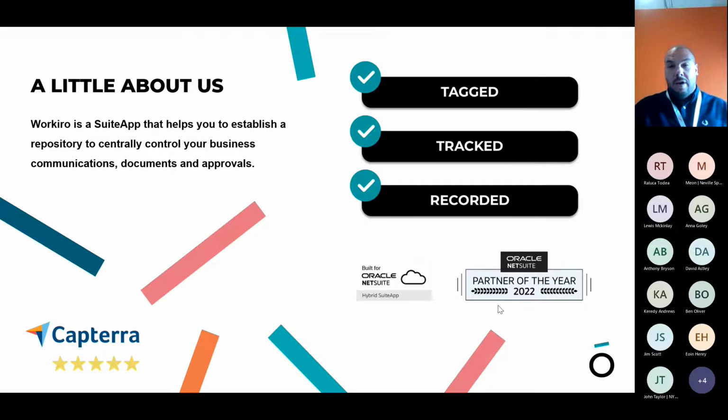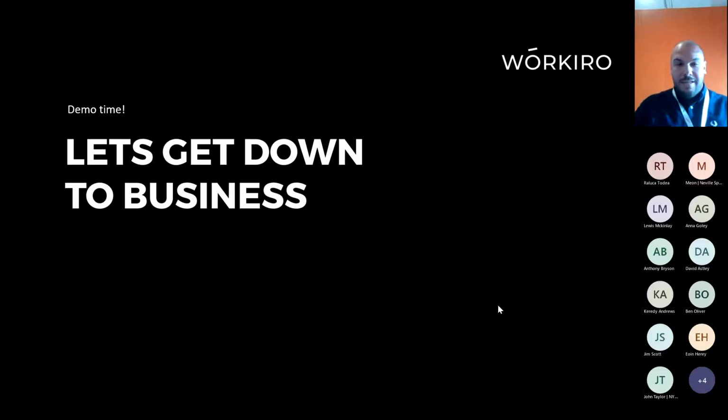So before I go on to demonstrate how we've solved that problem, a little bit more about Workiro. By the way, you can say it however you want, but Workiro is a hybrid app. That means it exists on its own, but also has a deep integration with NetSuite. It helps you establish a repository to control your business communications, documents, and approvals, all tagged, tracked, recorded, and ideal for those that are looking to help with compliance and looking to complement their ISO 27001 or 9001 certificates as well. We won Partner of the Year at SuiteWorld last year for our innovation, and I'm going to show you why now. Okay, let's get down to business.